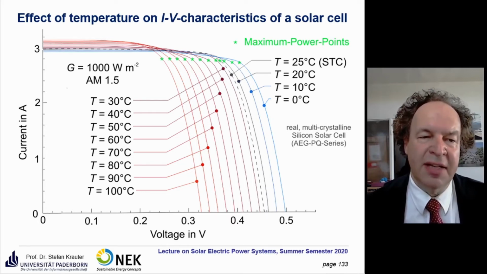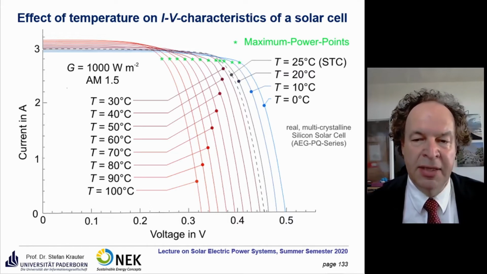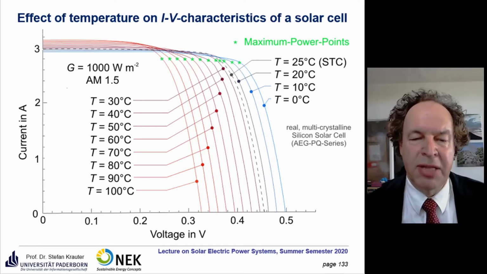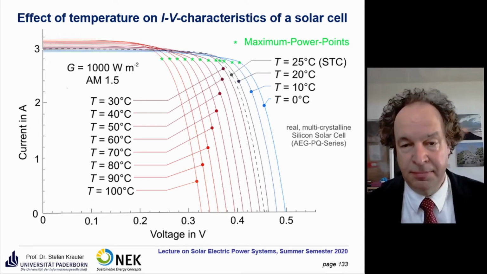This is due to the fact that electrons are liberated by themselves at higher temperature, and also that the red part of the spectrum, or the infrared part of the spectrum, is more usable because the gap, the 0.7 electron volts, is less, and so you can profit from the red part of the spectrum a little bit more. But the effect is almost negligible.